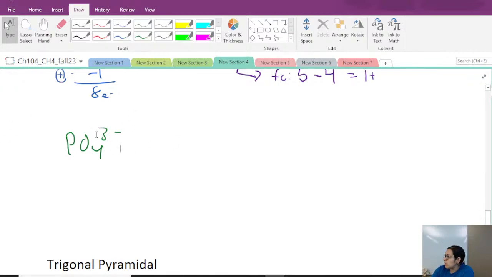So if you have an overall -3 charge, that means you have to have some sort of -1 charge maybe somewhere 3 times. So just play with it. Start with your number of total electrons. That's always a good starting point. Or just start drawing lines and counting electrons.